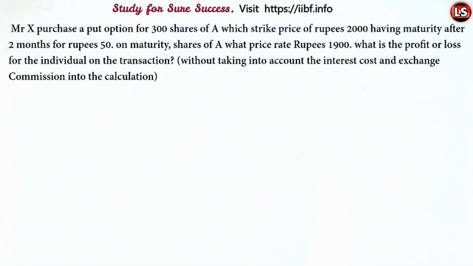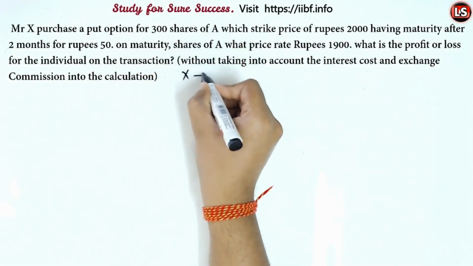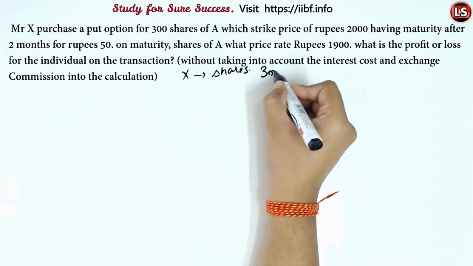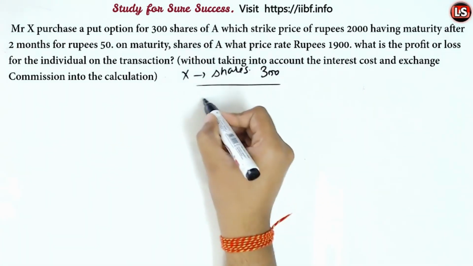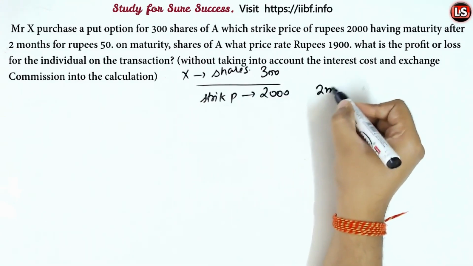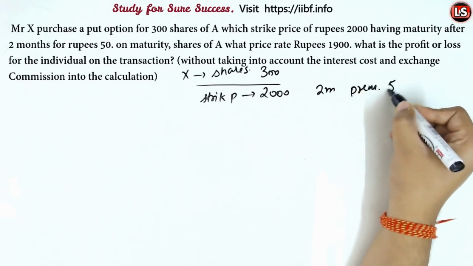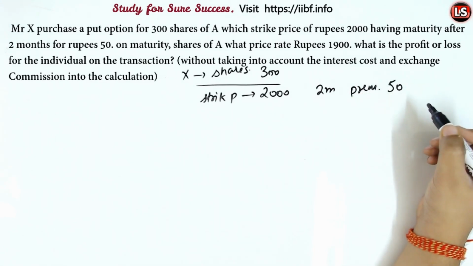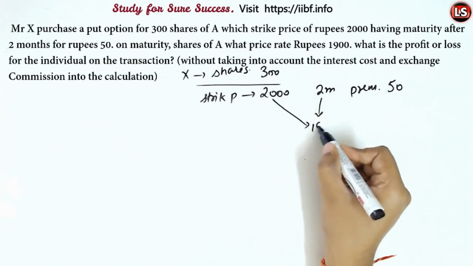What does the question say? The question tells us the number of shares that were purchased by Mr. X: 300 shares. Okay. And further, the strike price of the share is 2000 rupees, and this is for a 2-month contract. The put option here has a premium paid for each share of 50 rupees. Okay. The question is saying that the price of the shares on maturity was rupees 1900. So after 2 months, the share price dropped from 2000 rupees to 1900 rupees per share.